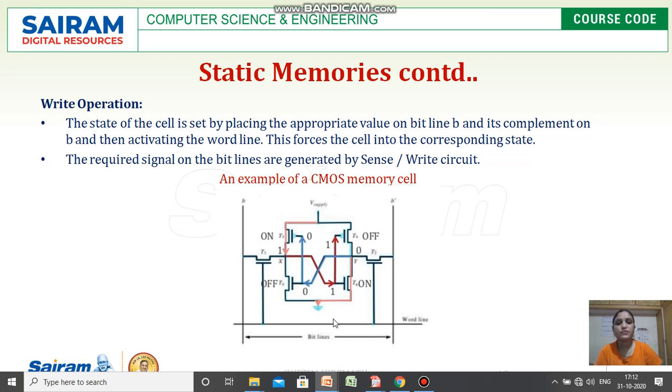So one example which we can consider is the CMOS memory cell. So this CMOS memory cell will consist of 6 transistors instead of the inverters. So here 4 transistors will be acting as the inverters and 2 transistors will be acting as the switches, and the same operations will be performed. So these two lines have to be connected to the bit lines B and B dash, and both of them will be connected to the word line, and whichever bit has to be set based on the read or write operation, that bit will be set and the other one, B dash, will be the complement of that value. So this is about the static memories.